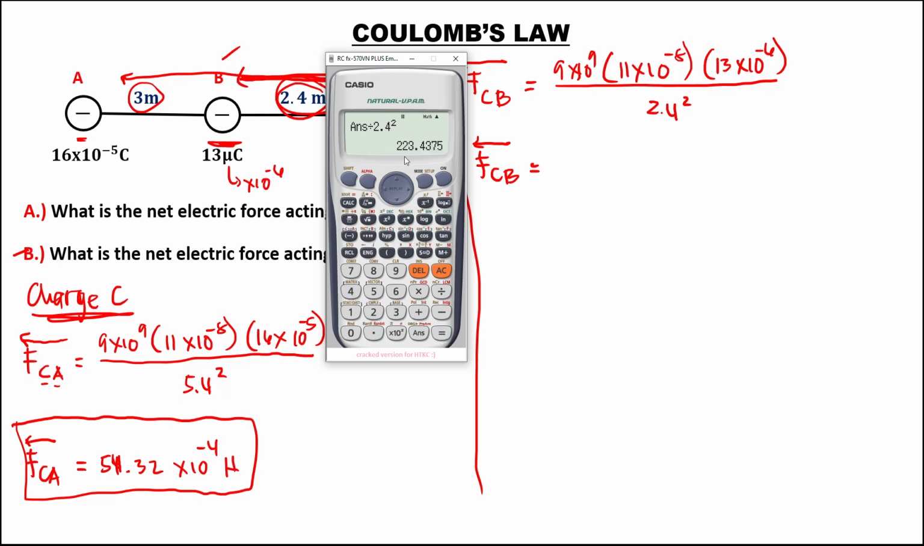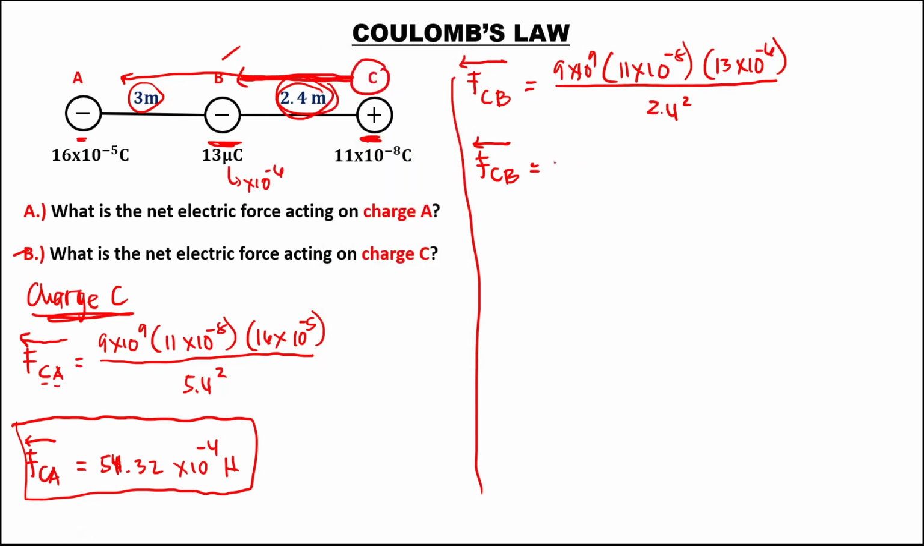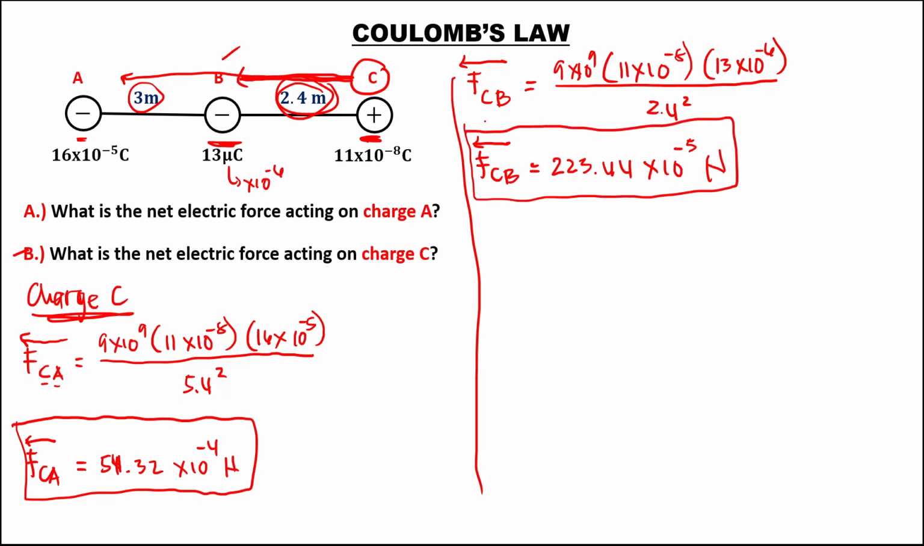So that's 223.44. So 223.44, then times 10. So add all the exponents. So to the power negative 5, then Newton. So this is now the force between C and B.